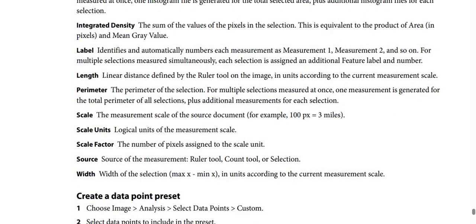And what about length? Length means the linear distance defined by the ruler tool on the image in units according to the current measurement scale. And what about perimeter? Perimeter means the perimeter of the selection. For multiple selections measured at once, one measurement is generated for the total perimeter of all selections, plus additional measurements for each selection, by the way.